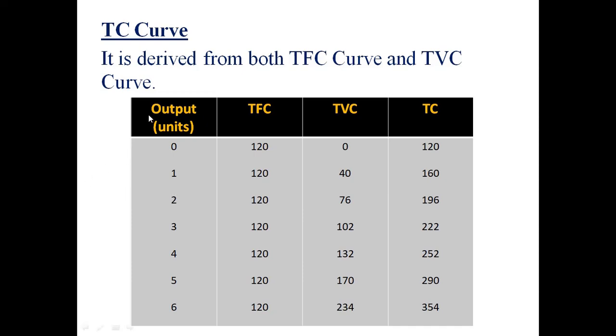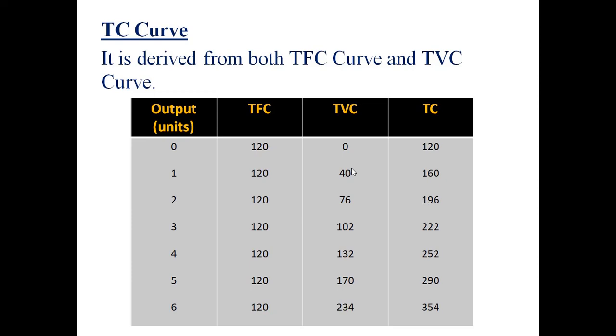This is your output, and this is your TFC, which is constant throughout the production process. The level of output is increasing, and you can see TVC is also increasing out here. Initially, TVC increases at a decreasing rate. So let me just show you the difference out here, the increasing returns and the decreasing returns. I mean the decreasing rate and the increasing rate.